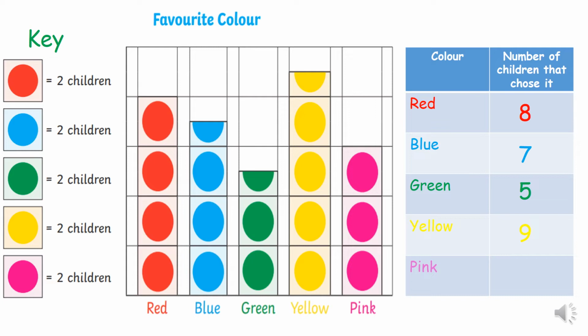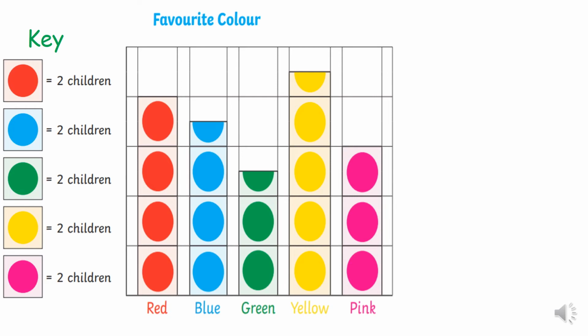And lastly, let's count how many children chose pink. I don't have any half counters, so this is easier to count now. So 2, 4, 6. 6 children chose pink as their favourite colour. That was quite tricky to work out because each counter represented 2. So we needed to work out what those half counters represented. So that was a lot trickier using a scaled pictogram.